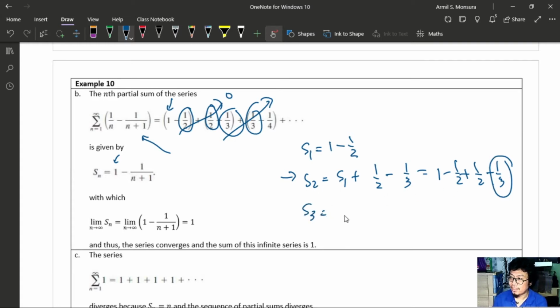In the case of S3, that's S2 plus the present term, which is 1/3 minus 1/4, and S2 is this one. So that's 1 minus 1/2 plus 1/2 minus 1/3 plus 1/3 minus 1/4. These cancel each other out, and what remains is the 1 and the last term of the partial sum, which is 1/4. So if you assign the subscript of your partial sum to be n, that is 1 over n plus 1. So the partial sum is always given as 1 minus 1 over n plus 1.